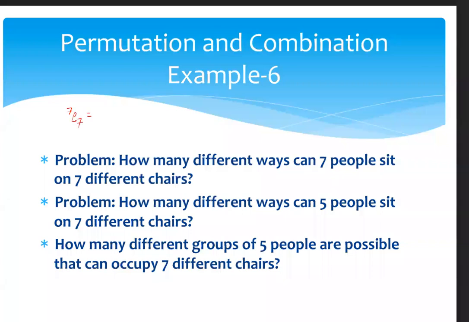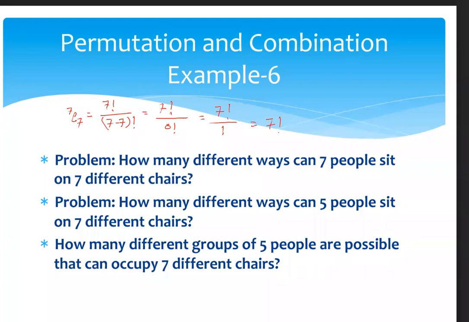7C7, which is 7 factorial over 7 minus 7 factorial, which is 7 factorial over 7 minus 7 is 0 factorial. So 7 factorial over 0 factorial. What is 0 factorial, guys? 1. So that's going to be just 7 factorial, and 7 factorial is something you could figure out.